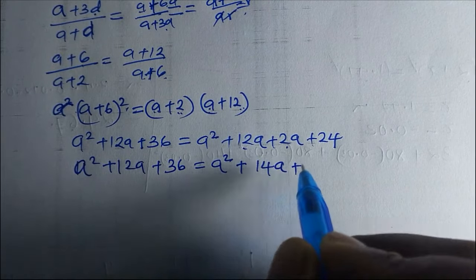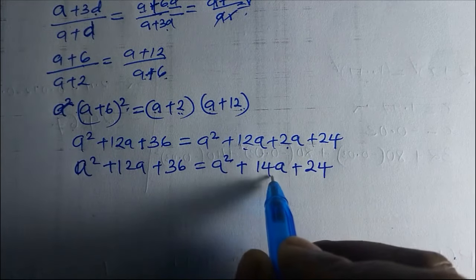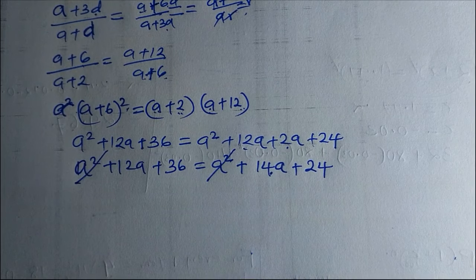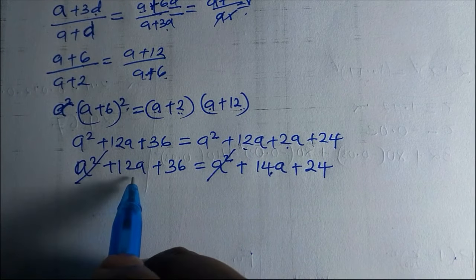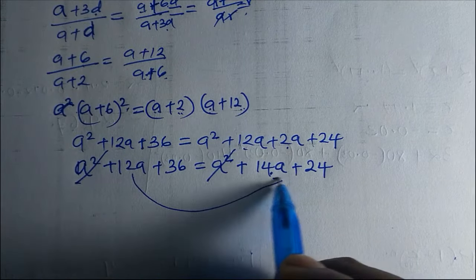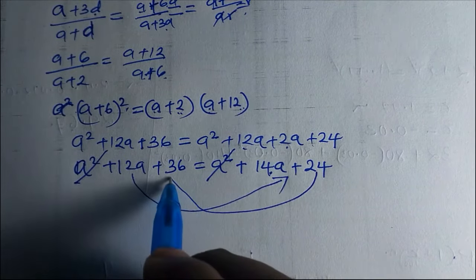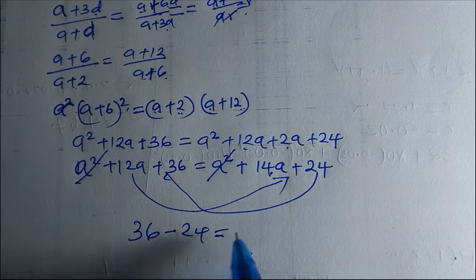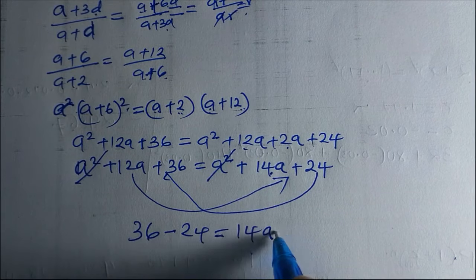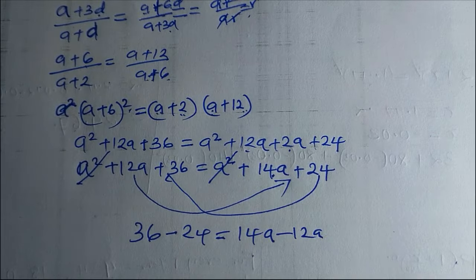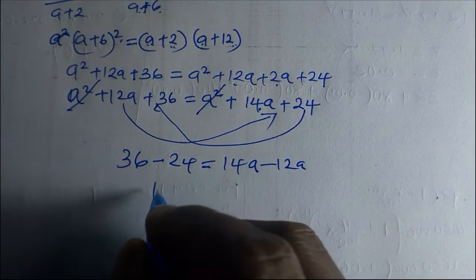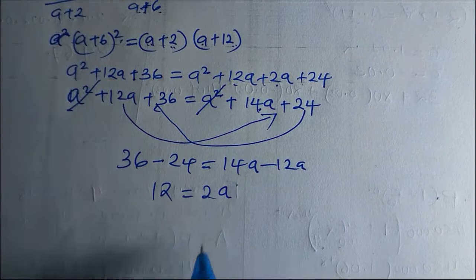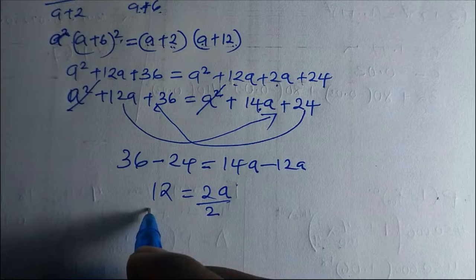Now collect like terms together: the A squared terms cancel out. Now we can bring this here and this here. So we will have 36 minus 24 is equal to 14A minus 12A. So 12 is equal to 2A. So divide by 2, divide by 2. So therefore A is equal to 6.